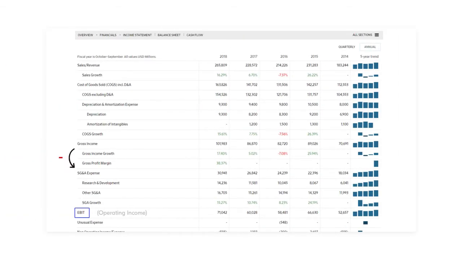EBIT is profit before tax and interest on debts. But this line should contain operating income. It is not known why the editors decided to write EBIT here, because the indicated value corresponds to operating profit.